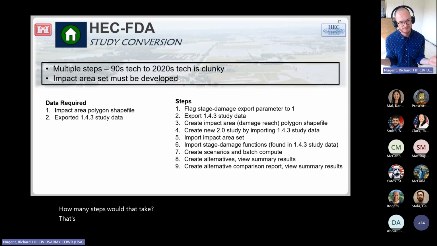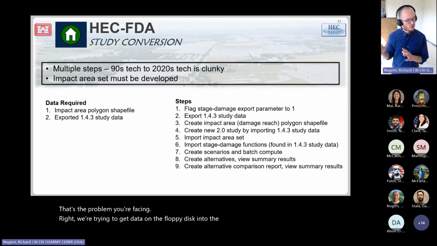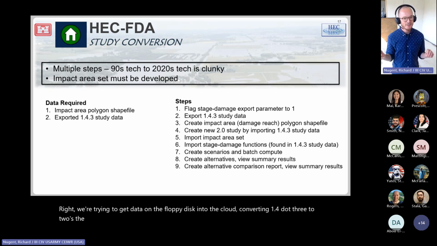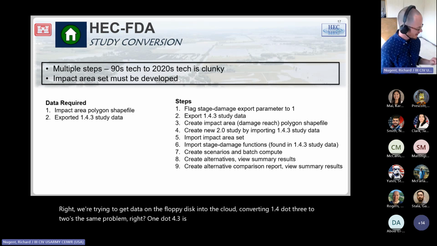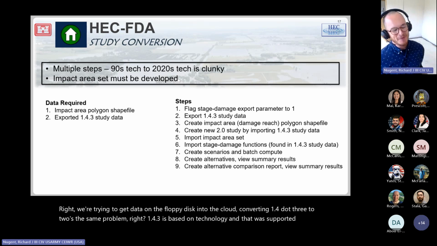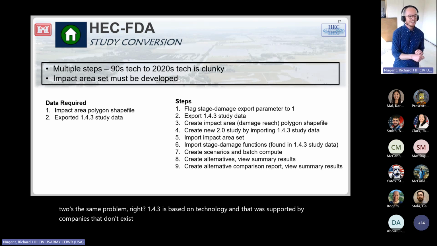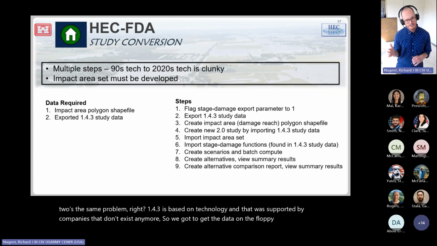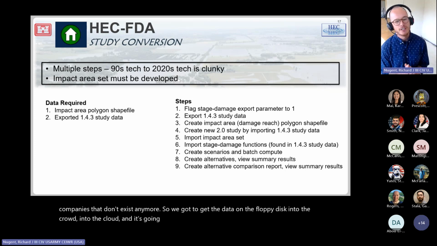That's the problem you're facing, right? We're trying to get data on the floppy disk into the cloud. Converting 1.4.3 to 2.0 is the same problem, right? 1.4.3 is based on technology that was supported by companies that don't exist anymore. So we've got to get the data on the floppy disk into the cloud, and it's going to take a few steps.